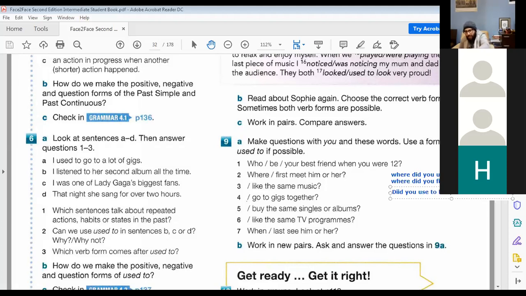Because liking something is a state, right? So you don't like something for a day or for half an hour. You'll probably like it for a while, right? Maybe this won't continue forever, but it will take some time. So did you used to like the same music? Of course, when we say the same music, they're comparing it to now. So if I ask you, what music do you like? For example, Hajar, what music do you like?